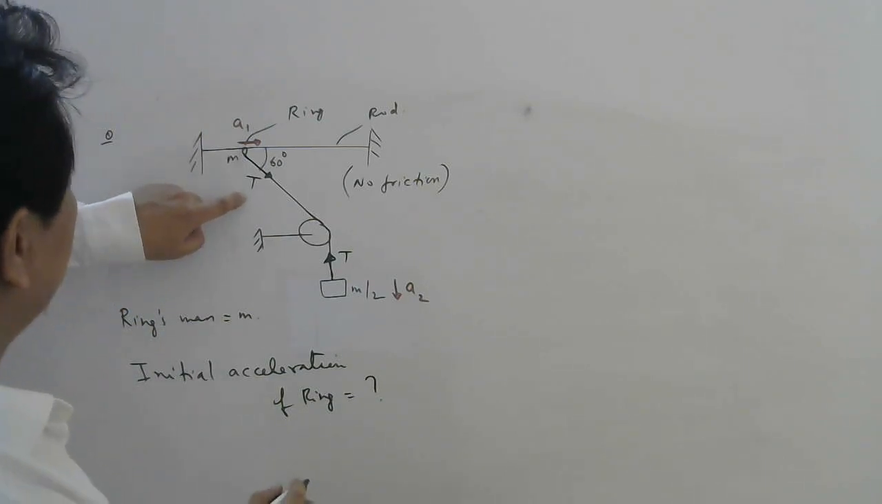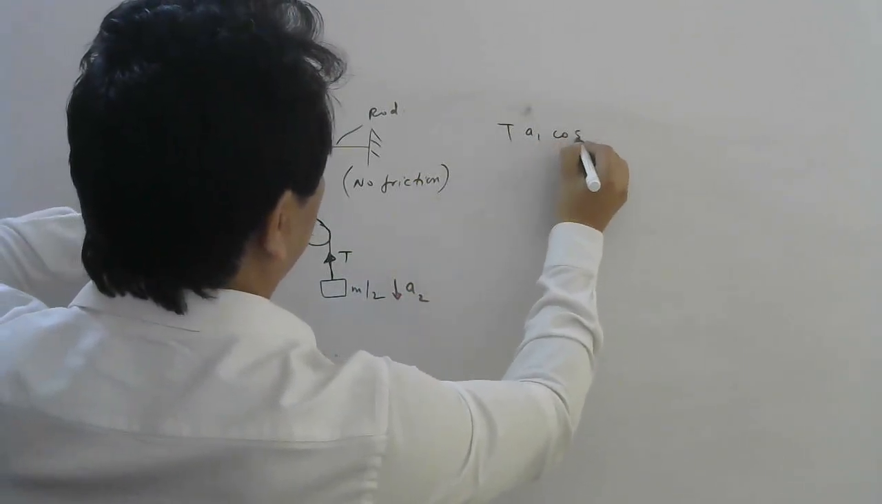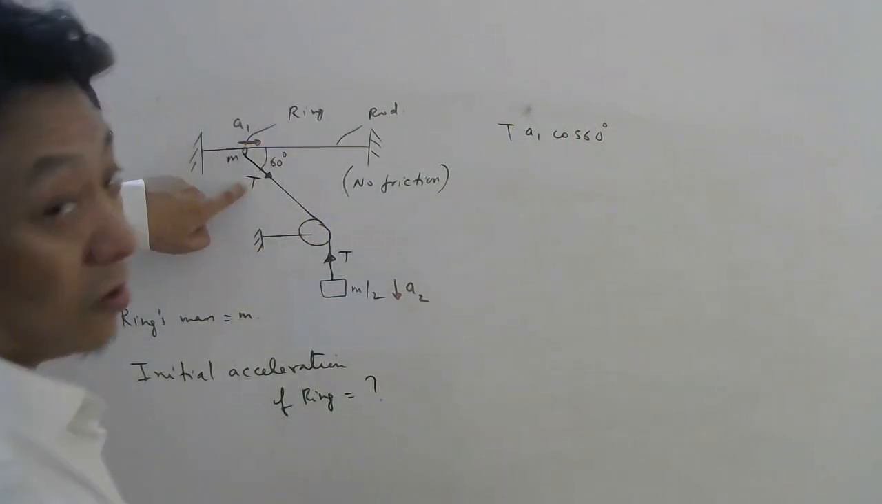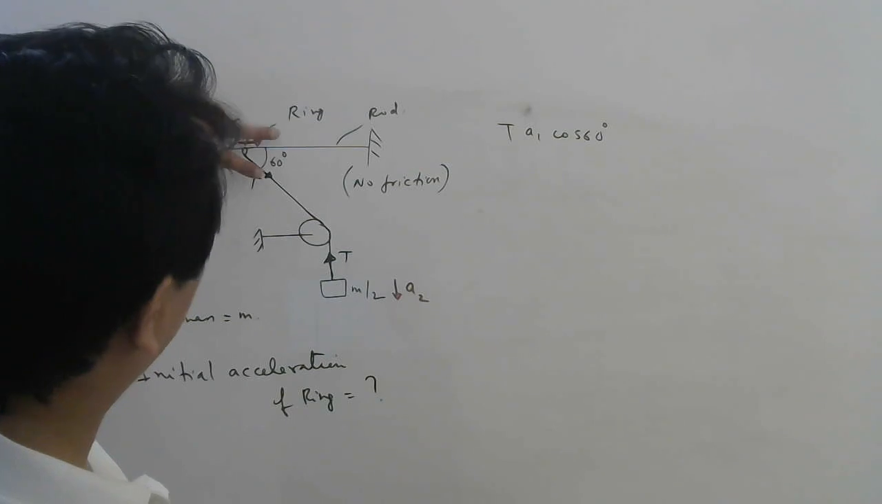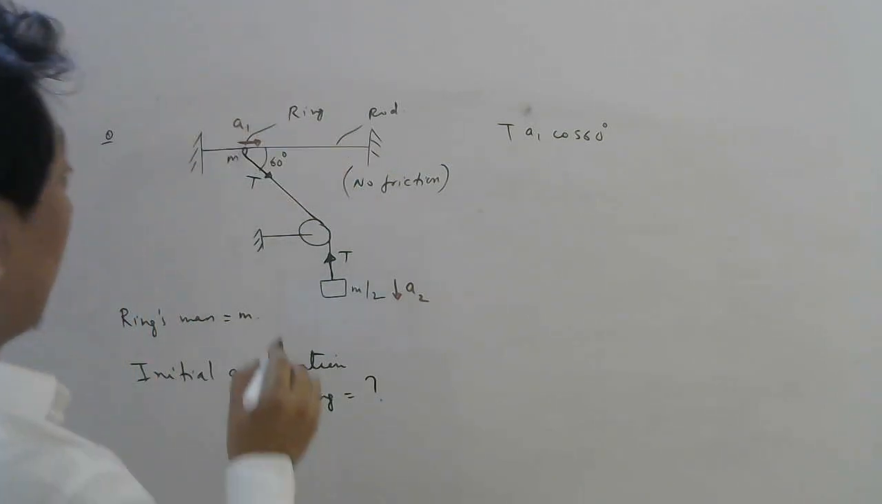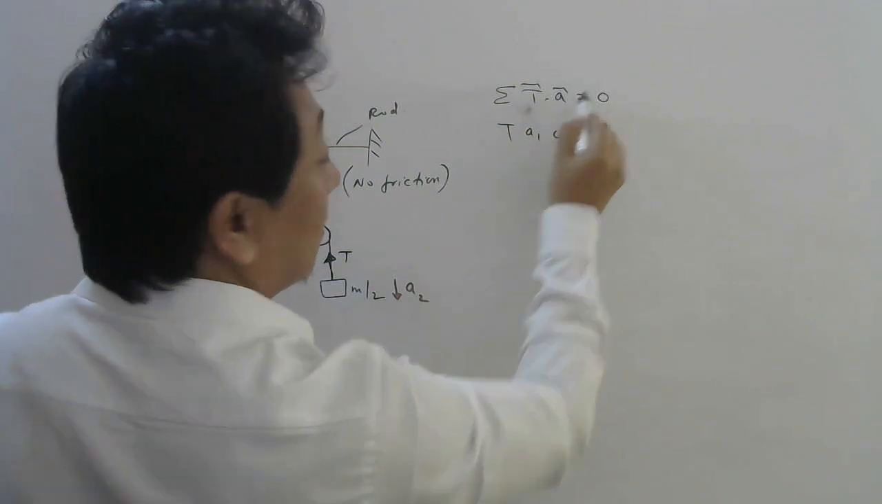So what is tension into acceleration here? Dot product, T A1 cos 60. Why have I used cos 60 this time? Because acceleration and tension are not in the same direction. And remember, we have to take the dot product of tension and acceleration.